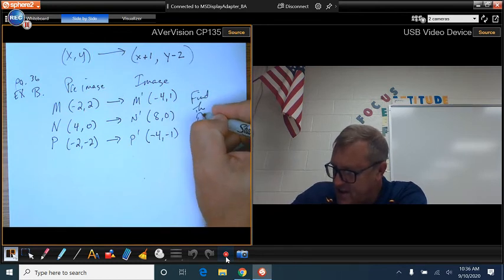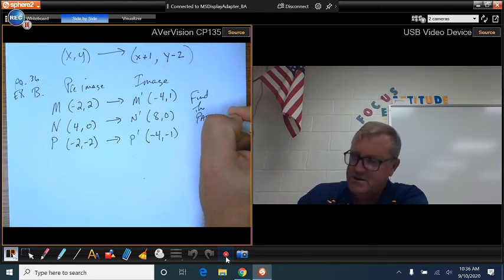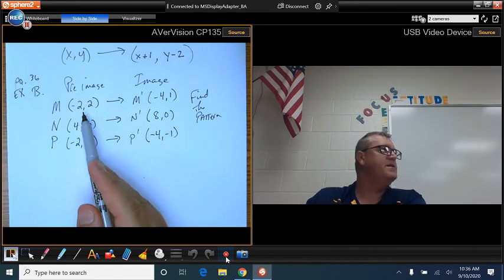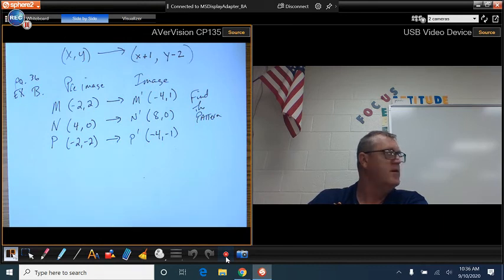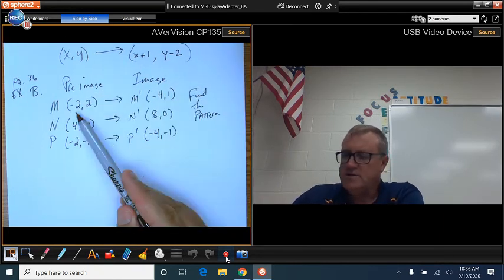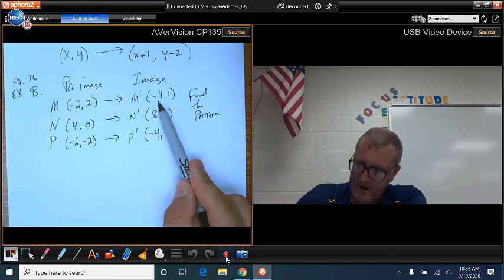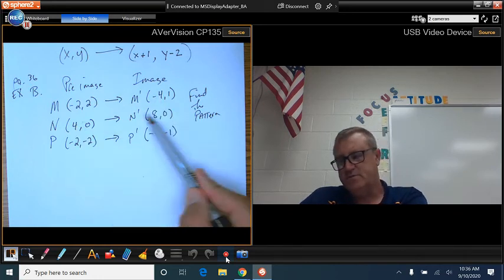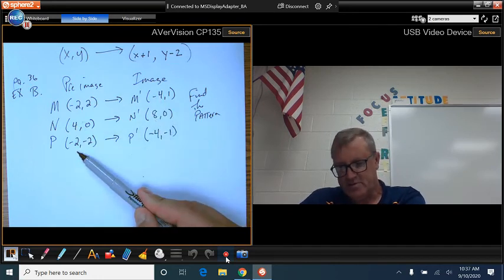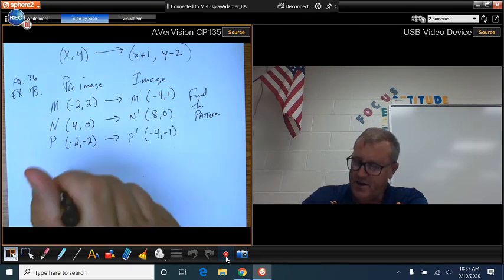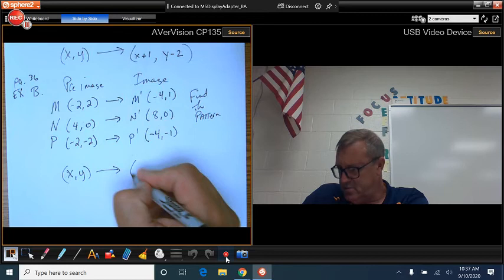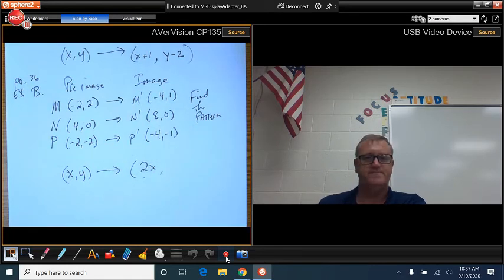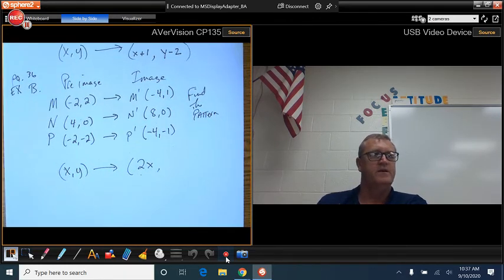Find the pattern. Let's look at the x's. Is there a pattern? Did anybody see a pattern between -2 and -4? What do you think, William? Multiply by 2. Let's try it. What's -2 times 2? -4. What's 4 times 2? 8. What's -2 times 2 again? -4. I would agree. Good job, William. So (x, y) maps to 2x.